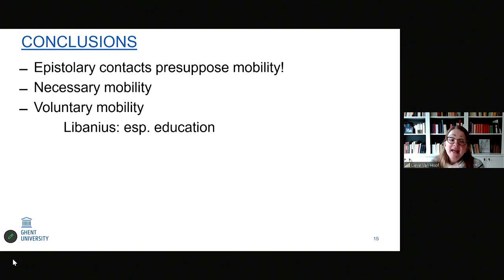And then on the one hand, I think we see necessary mobility in the sense that this is mobility of, say, governors who, of course, when they become governor of Palestina, have to travel to Palestina, or teachers who cannot find a job anywhere else or who lose their popularity as a teacher, say, in Antioch, who travel then to Palestina. But there is also a lot of voluntary mobility, especially in the field of education. And that notwithstanding a strong rhetorical education in Palestina. So that Palestina attracts students because it has this strong education, but it also continues to send out students to other educational centers. So I think that's what we can learn from the letters of Libanius about mobility to, from, and through Palestina. Thank you.